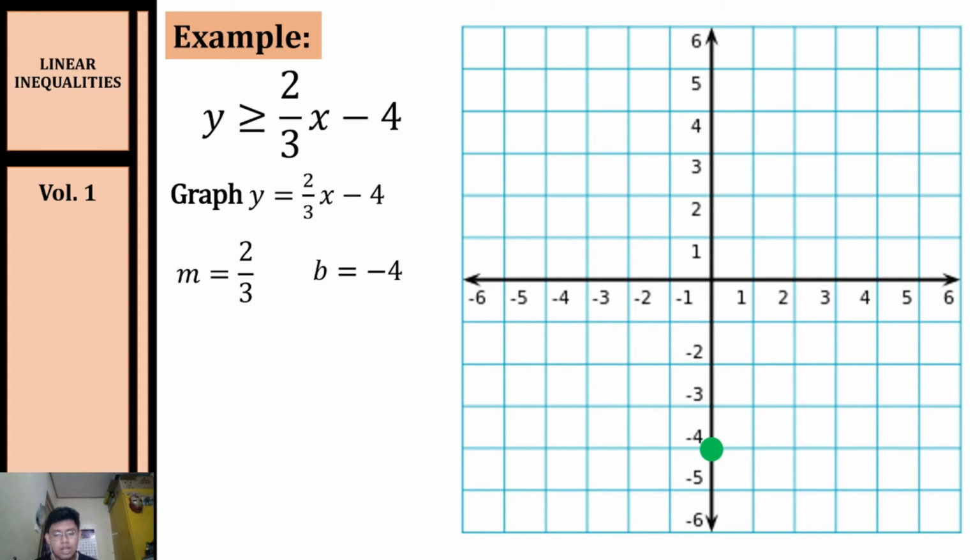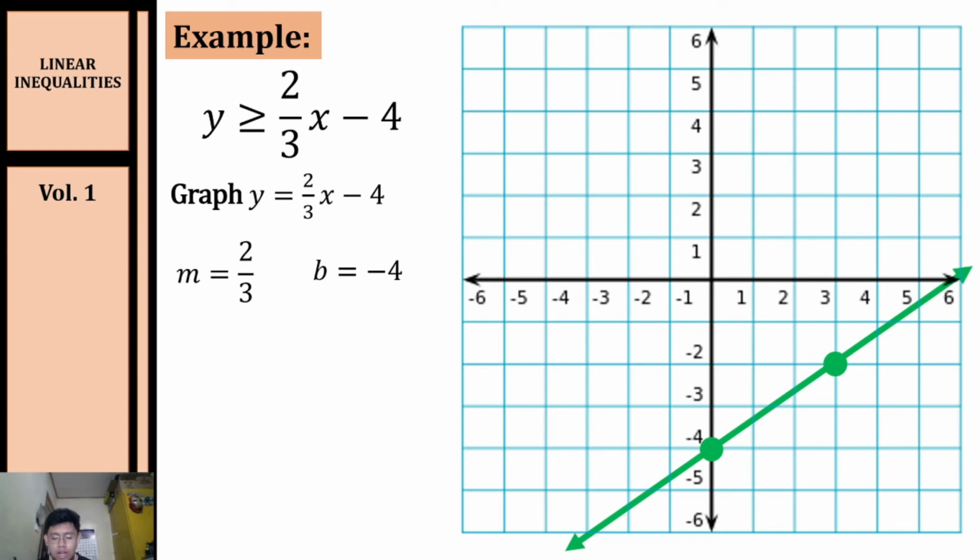So next, let's identify the next point using our slope. So let's count the number of rise and run. So 2 units up and 3 units to the right. Okay, so that will be the location of our next point. So let's connect the 2 points using a solid line. That will be the graph of y is equal to 2/3 x minus 4.